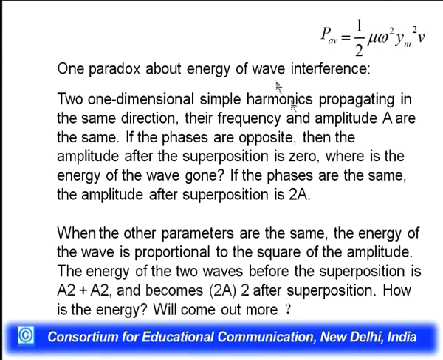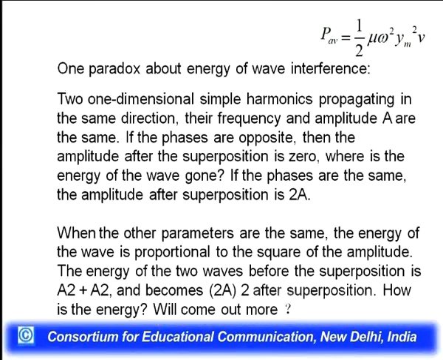Now consider two-dimensional simple harmonic waves propagating in the same direction, with the same frequency and amplitude A. If the phases are opposite, then the amplitude after the superposition will be 0. That's why we get constructive and destructive interference. Where has the energy of the wave gone?